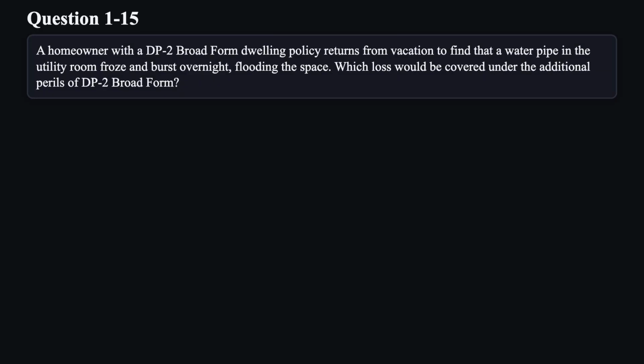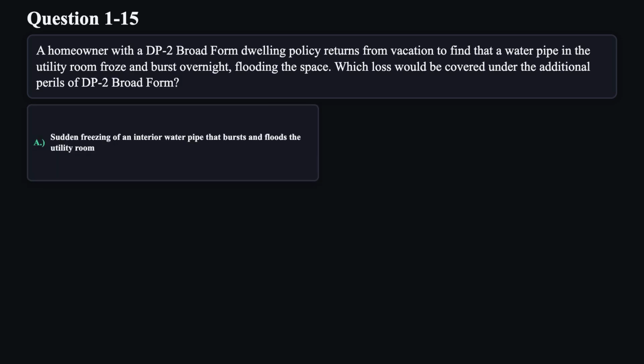Question 15. A homeowner with a DP2 broad form dwelling policy returns from vacation to find that a water pipe in the utility room froze and burst overnight, flooding the space. Which loss would be covered under the additional perils of DP2 broad form?